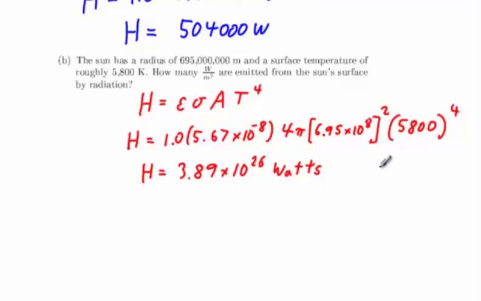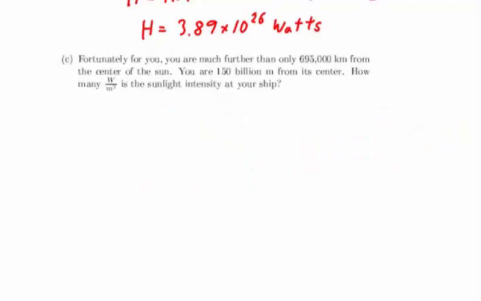Let's move on to Part C. Fortunately for you, you are much further than only 695,000 kilometers from the center of the sun. You are 150 billion meters from its center. How many watts per square meter is the sunlight intensity at your ship? Well, we know from the previous problem that the sun produces about 4 times 10 to the 26 watts.